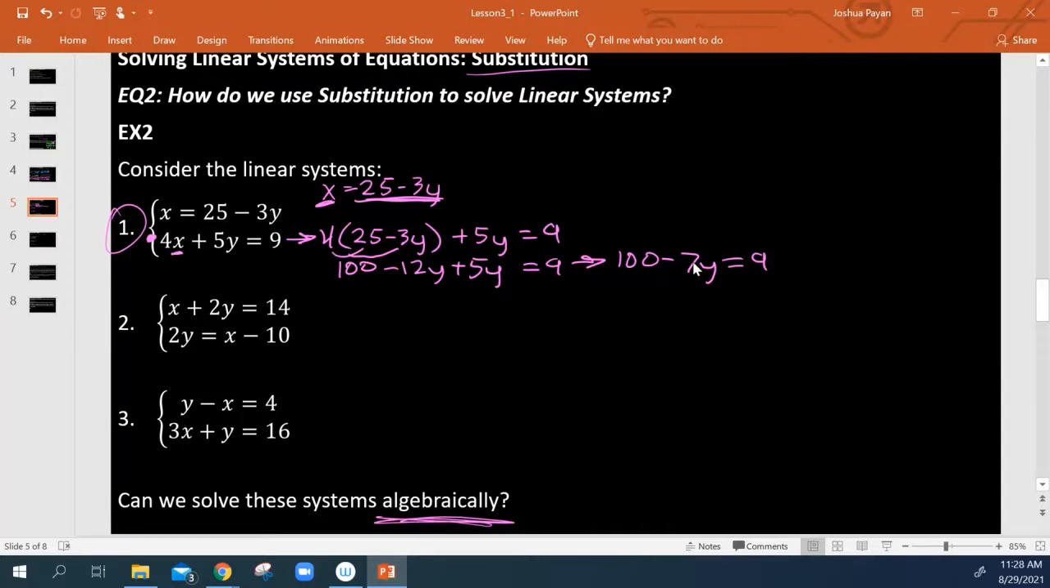Now I just need to get y by itself, right? So now I've got negative 7y is equal to 9 minus 100, which of course is negative 91. Divide by negative 7 on both sides.